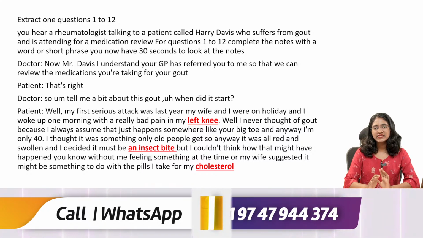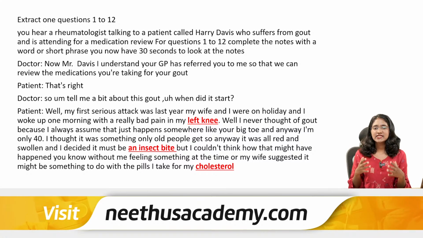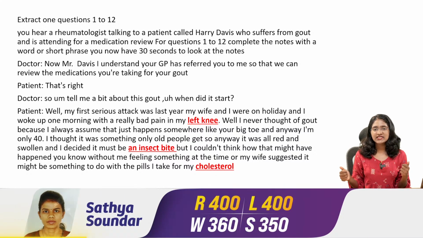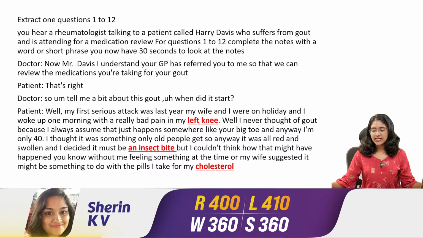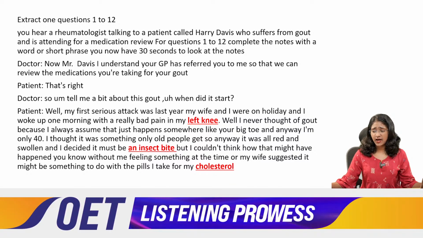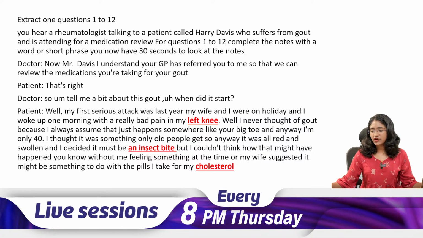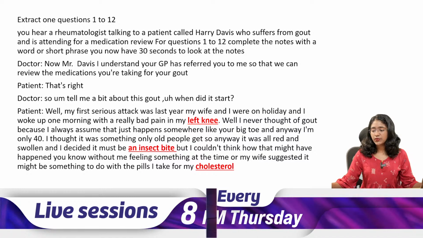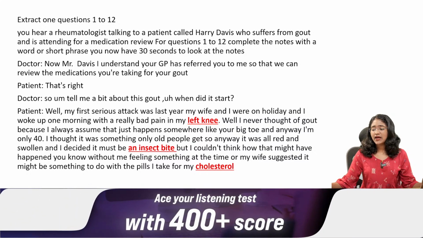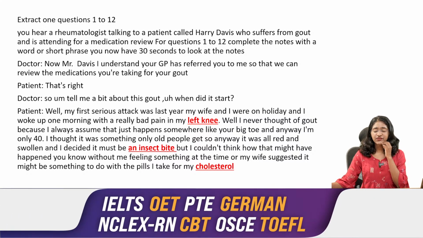Okay, this is pain in his dash. So we anticipate. You have to anticipate the answer. So first we anticipate it is some kind of body part. It could be hands, legs, anything. Let's see what that is. So patient is saying that's right. And doctor is saying, so tell me a bit about this gout and when did it start? My first serious attack was last year. My wife and I were on a holiday and I woke up one morning with a really bad pain in my left knee. Left knee is the answer for the first question.